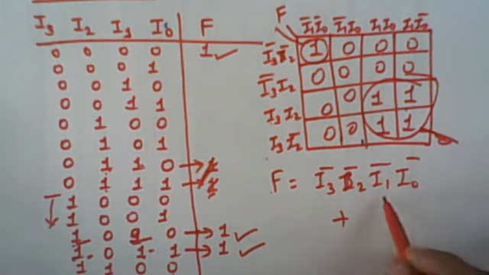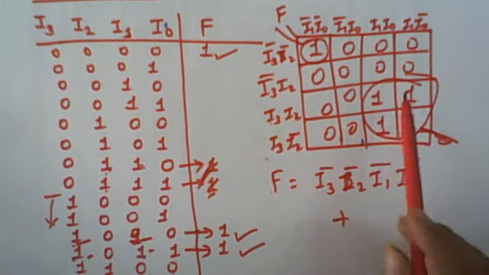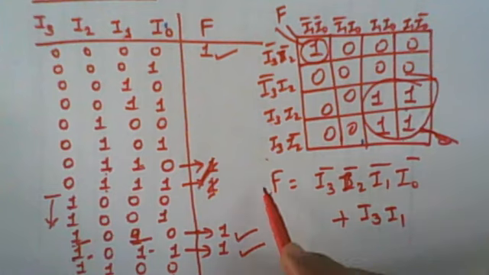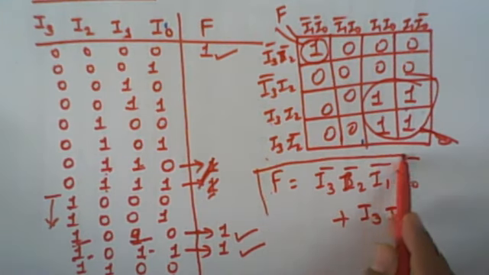And another is the group of 4. So I3 and from this I1, I3 and I1. So this is the logic of output.